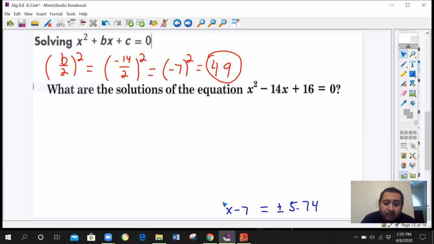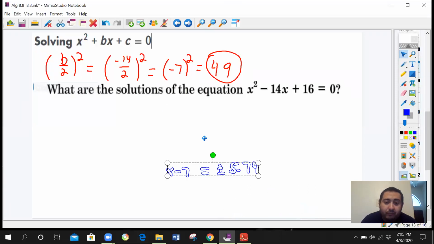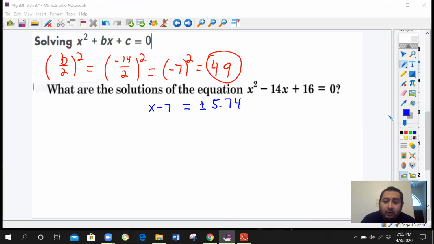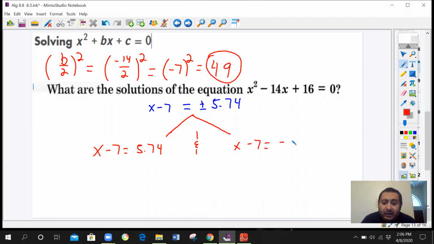And let me bring this a little bit up. Perfect. All right, so now that we have this, we could make two things one at a time. You could have x minus 7 equals 5.74, and I'll put an "and" symbol here, and x minus 7 equals negative 5.74. The way we split these two up is so you won't get too much confusion finding its solutions.